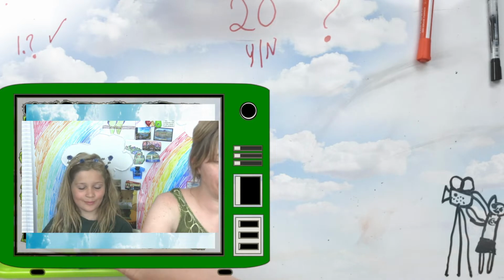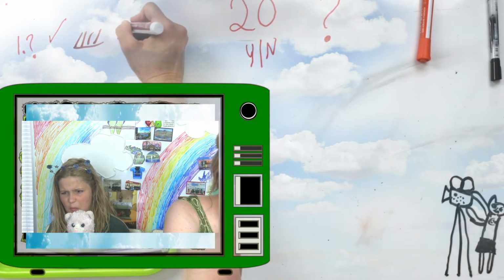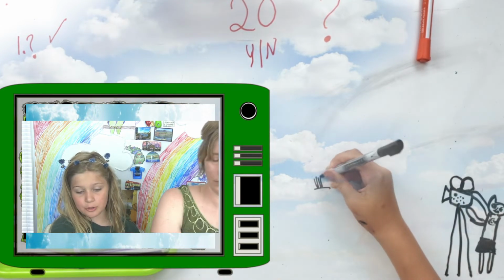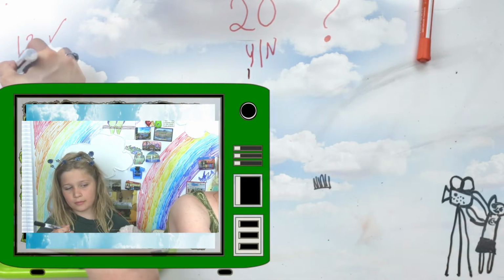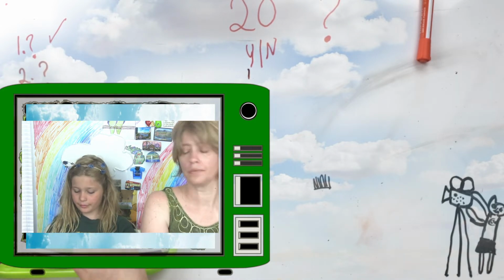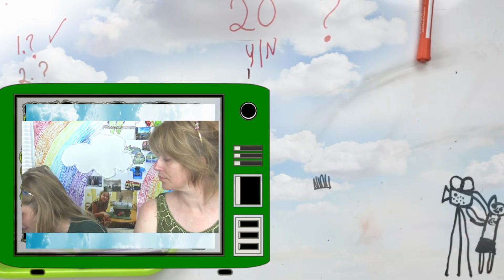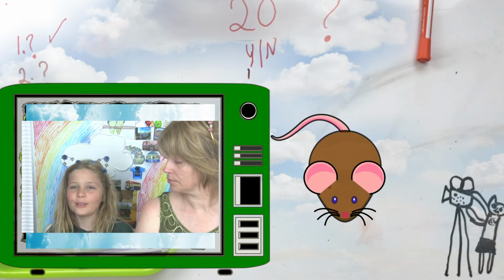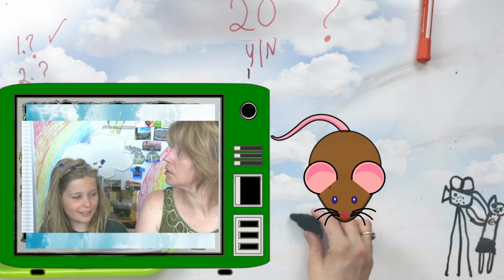Yes, it has fur like a cat. Oh, you draw them. Don't forget to keep track of the questions, Mom. And that was one question. Now, is it small like a little mouse? Like a little mouse. Let's see this mouse.